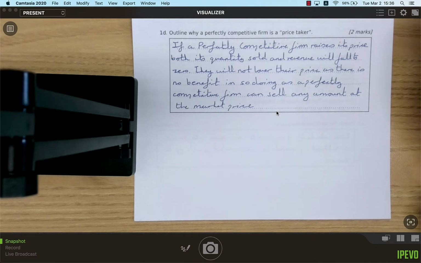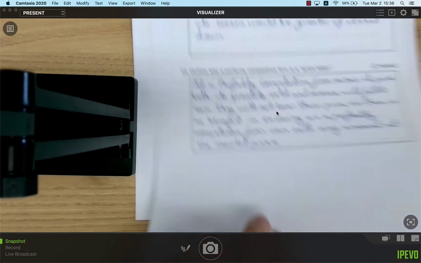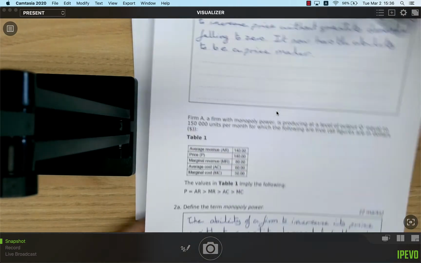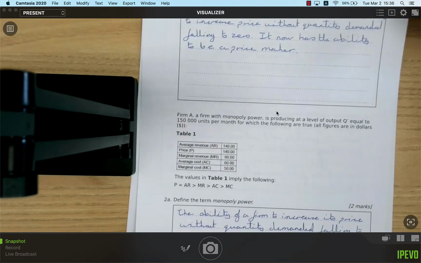That's the reason why they don't increase their price. And they will not lower their price as there is no benefit in so doing, because a perfectly competitive firm can sell any amount at the market price. Now, as we see, MC equals MR is the profit maximizing condition. All I'm saying is they can sell any amount, so they have no incentive to lower their price.